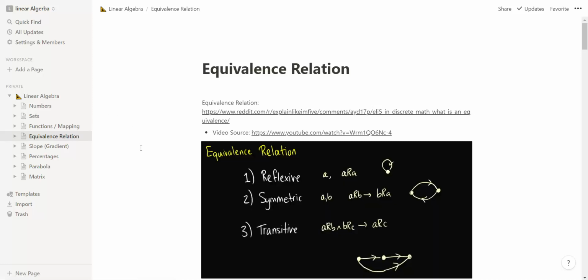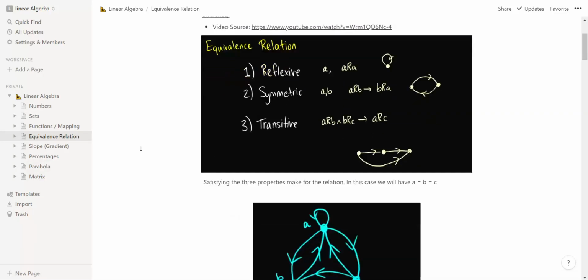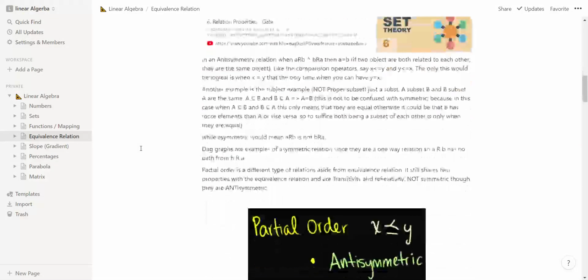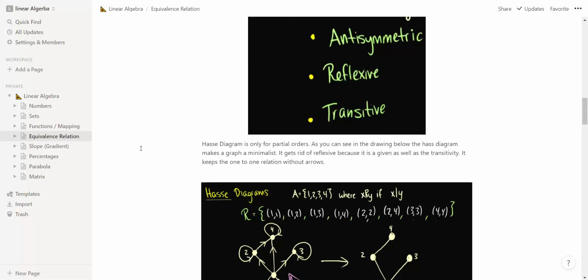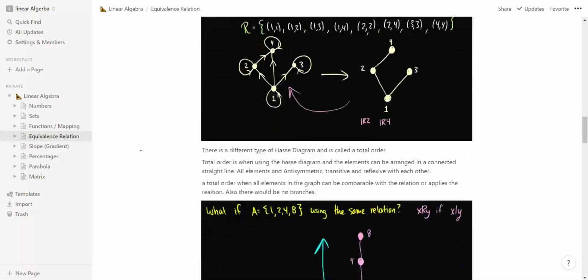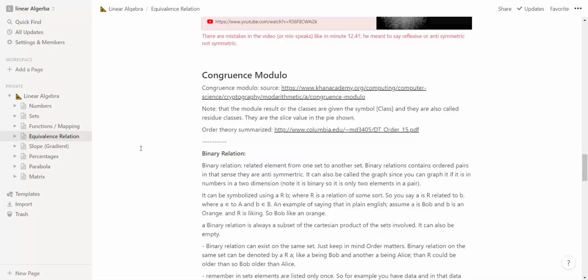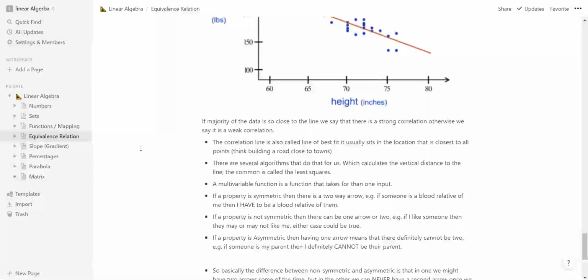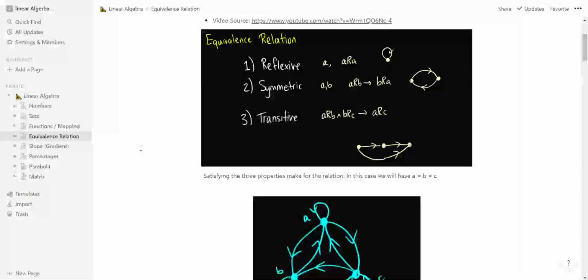So equivalence relation: you have reflexive, symmetric, transitive, and partial order. We really have to revisit these later on. Histogram, and we really have to revisit these too. And the correlated, equivalence relation.